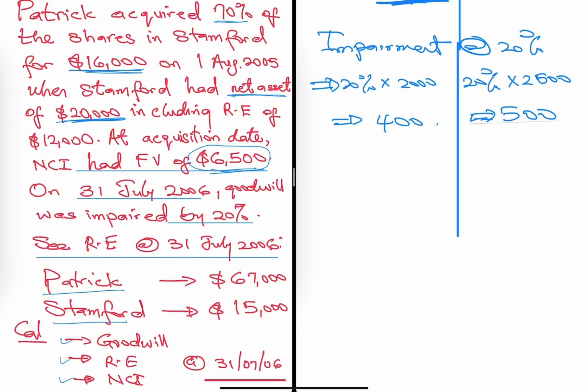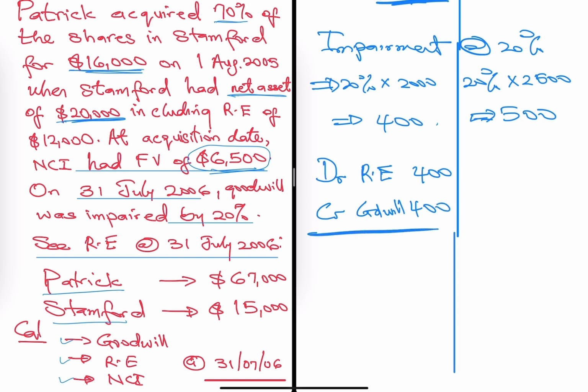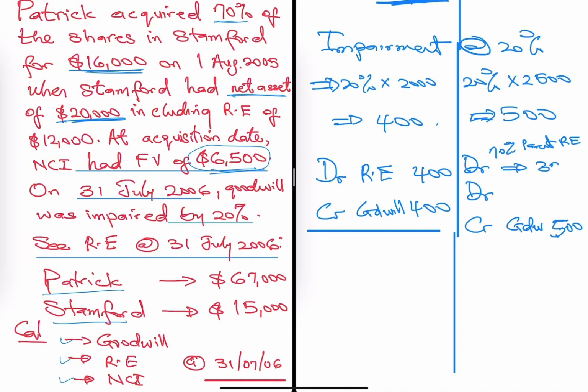So now the question is, how do you post this impairment loss? Obviously here is very easy because proportionate, I said everything goes to retained earnings of the parent. So debit 400 and credit goodwill 400, done. But here it's going to be different. The credit of goodwill is still constant, 500. So this will take 70% for parents, and that goes to retained earnings. So 70% of 500 is 350, and the remaining 30% of 500 is 150.